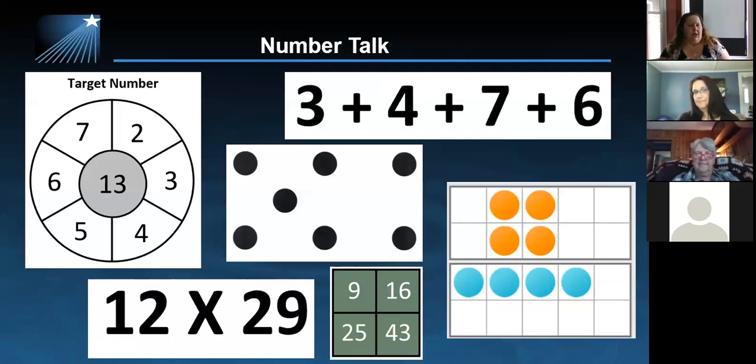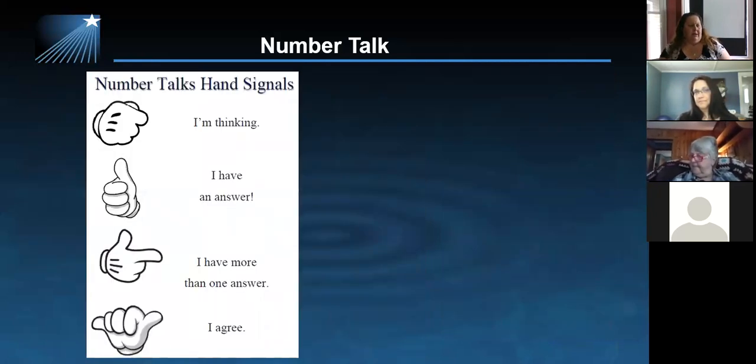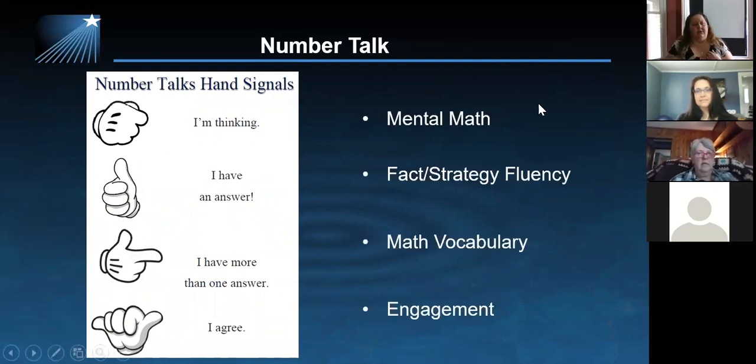So in a number talk, again, they're using these signals to show who has how many solutions, just so that as the teacher, I can determine how I want to structure that number talk. And it really helps students work on their mental math, their facts, their strategies for fluency, because it's mental math. We're working on math vocabulary because students are sharing out. And when students share out their responses and I'm writing them on the chart paper or on the board to talk about them, I'm having students talk to me about it.